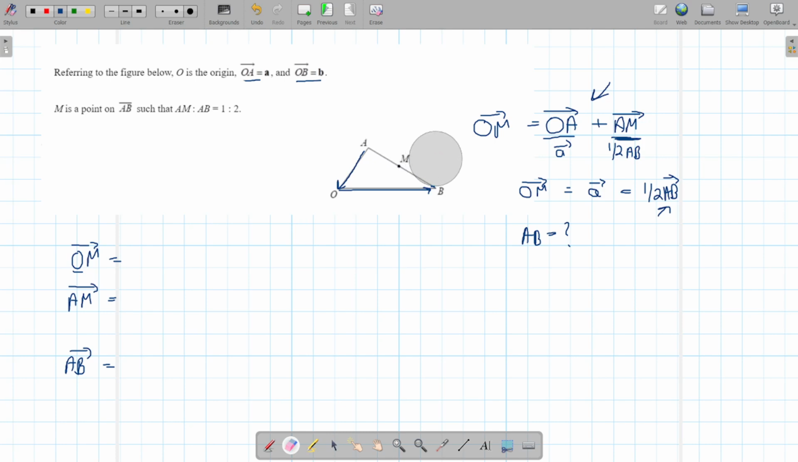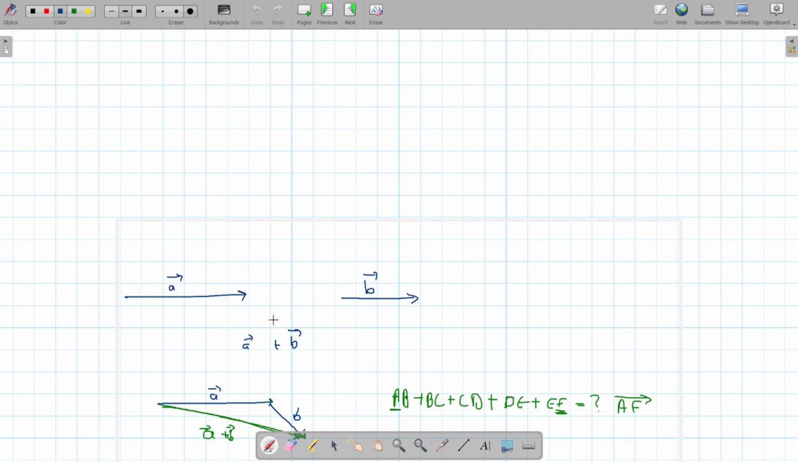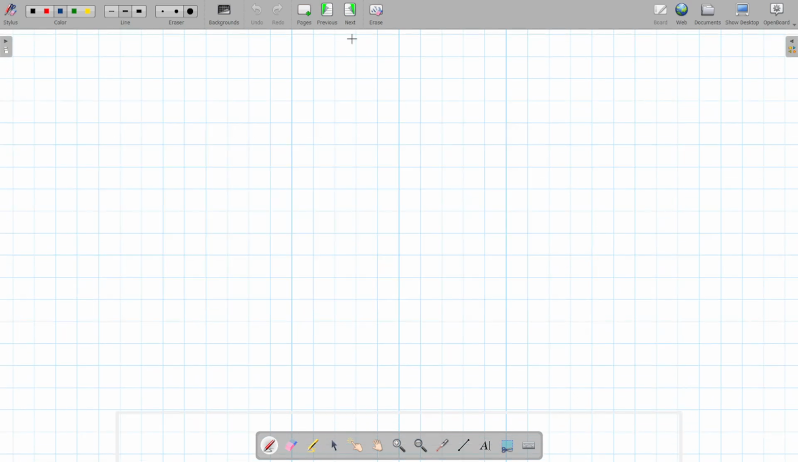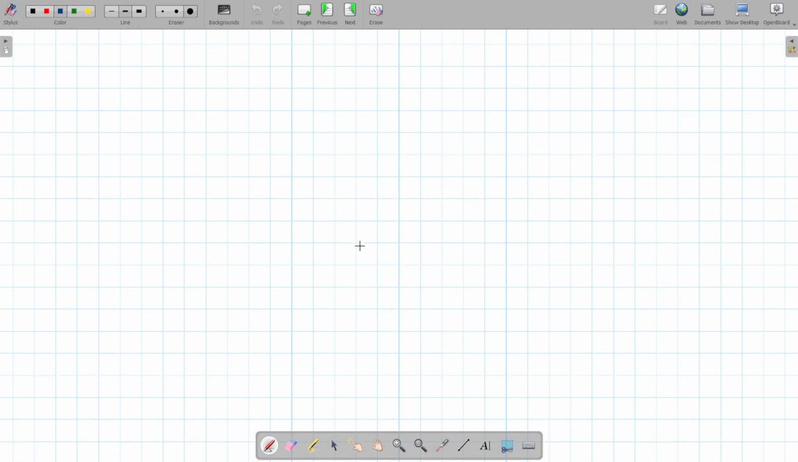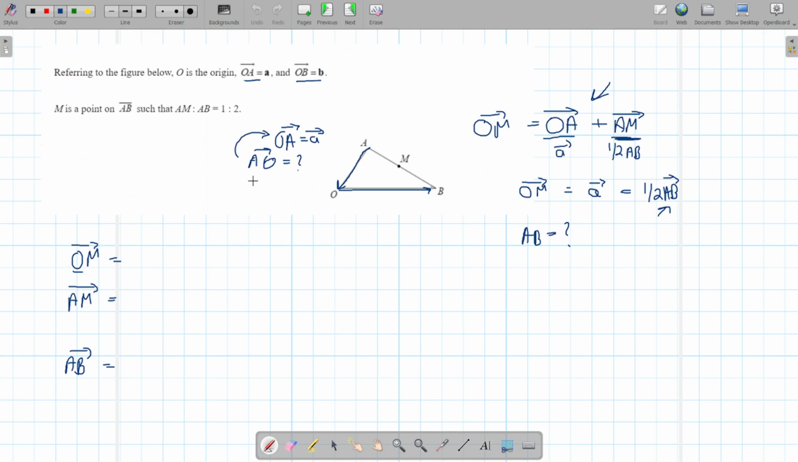Now here's where you need to focus a bit. What is AO? If OA is A, what is AO? Isn't it the opposite of OA? So since it's the opposite, you're going the opposite direction. If you have opposite rays, then that's just a negative vector. So OA is A. So what will AO be if you're flipping it backward? It's going to be minus A.